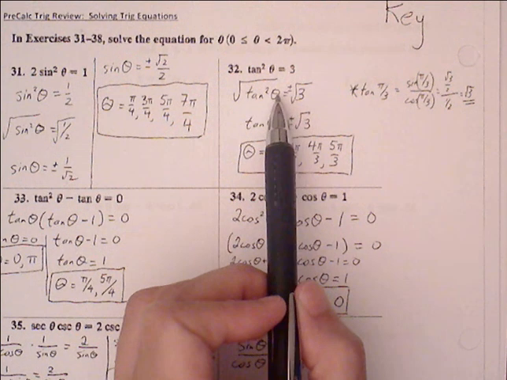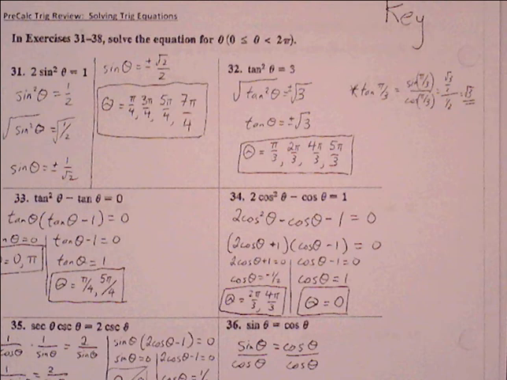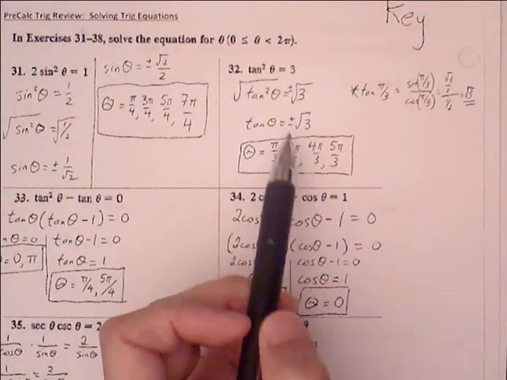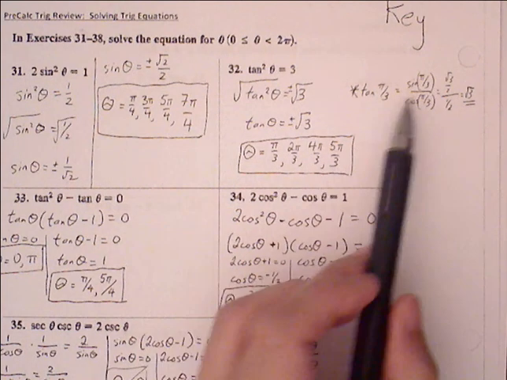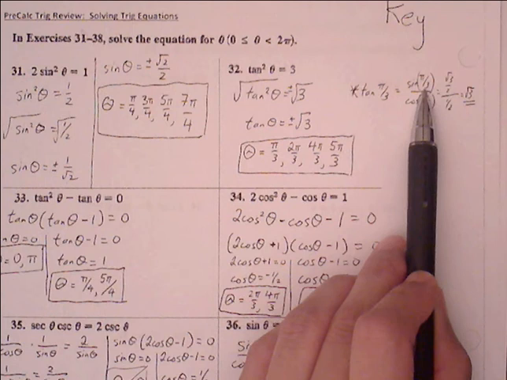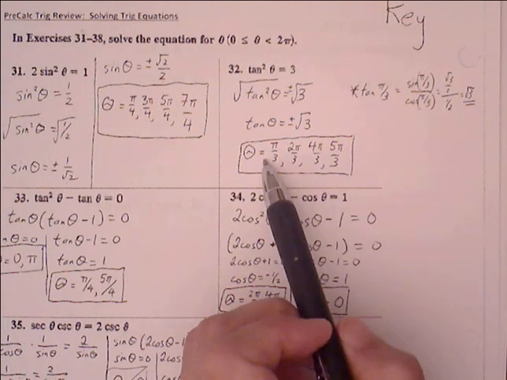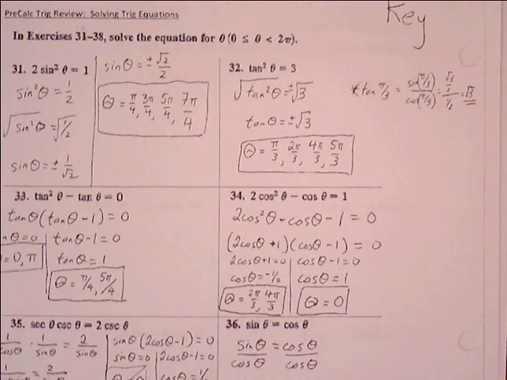Anytime we take the square root of both sides, we always include plus or minus. And tangent of theta is equal to plus or minus root 3. Those will be occurring at variations of pi over 3. So pi over 3 in the first quadrant, 2 pi over 3, 4 pi over 3, and 5 pi over 3.